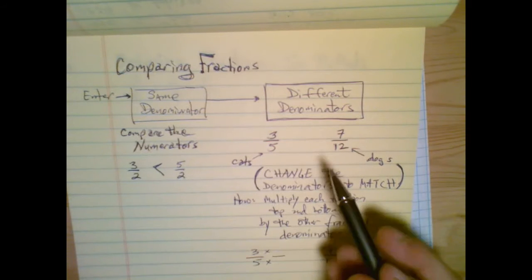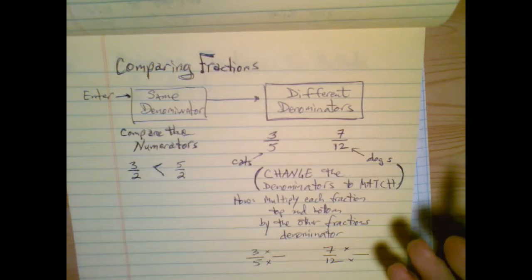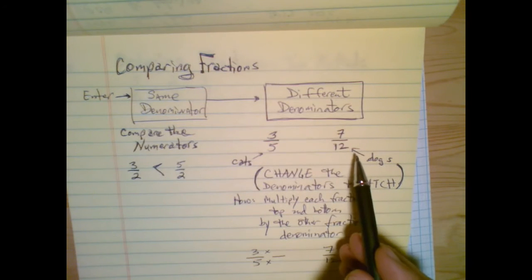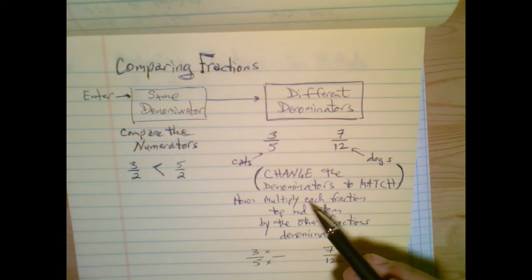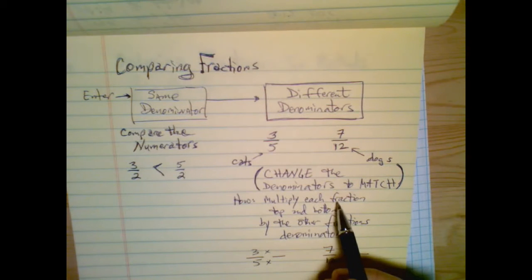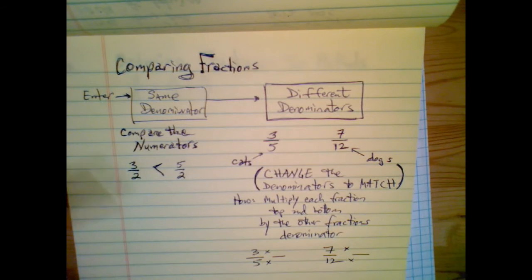So what we want to do is change the denominators so that they match. So we're going to rewrite cats and dogs and name them something else. Pets. Cats are pets, dogs are pets. So we're going to change the denominators. And how are we going to do that? Well, one way to do that is we're going to multiply each fraction, top and bottom, that is numerator and denominator, by the other fraction's denominator.